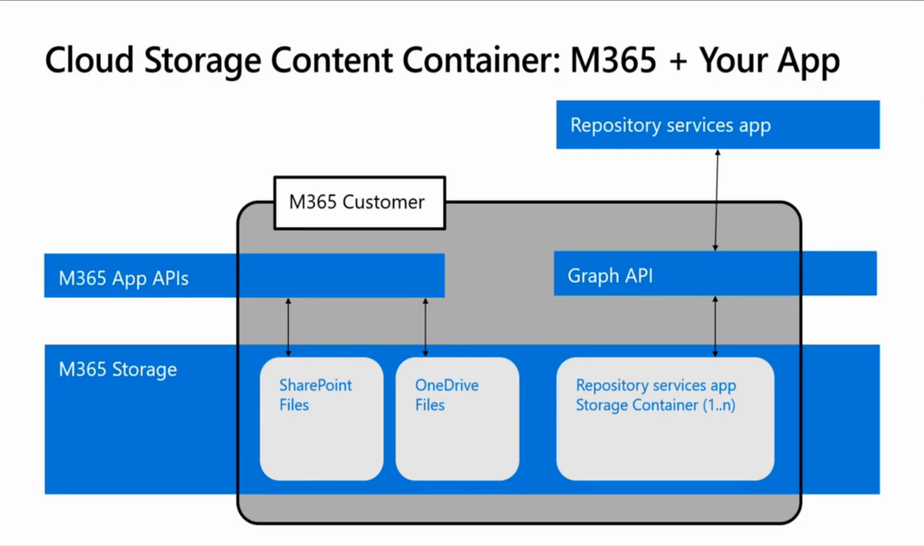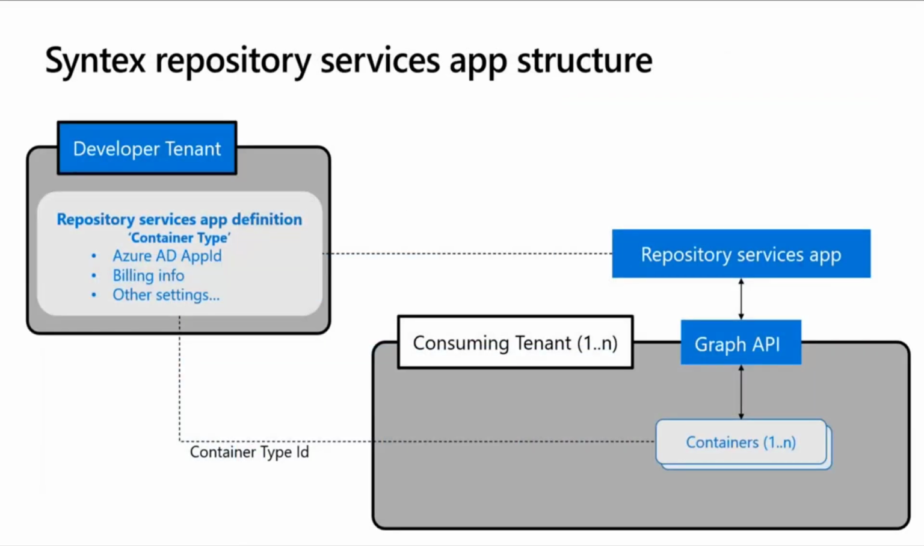What I want to do now is show you another diagram, which is a deeper view that gives you an overview of the anatomy of a Syntex Repository Services application. So I'll read this top down, left to right. On the left side, you have a developer tenant, or we can also call it a partner tenant. That is where you create your application definition. The most important thing there is that you have an Azure Active Directory app registration, and that container type object, which defines your Syntex Repository Services app, has an app ID in it, billing info, and other settings.